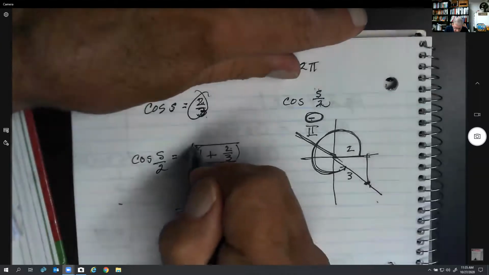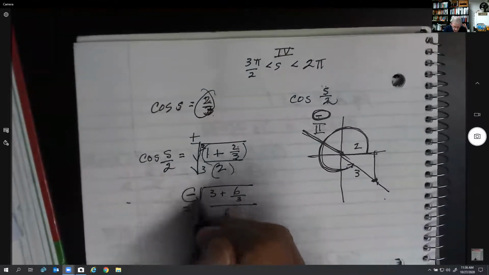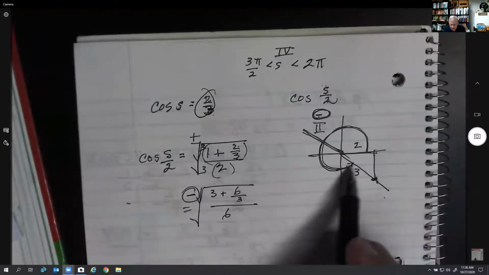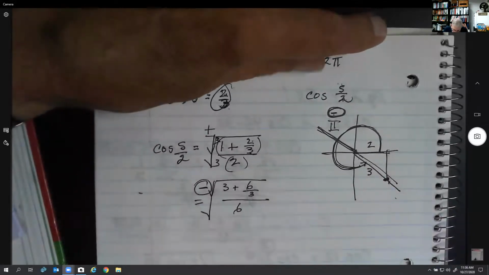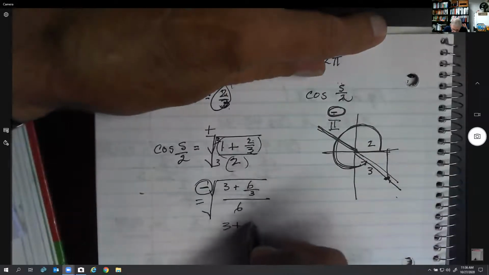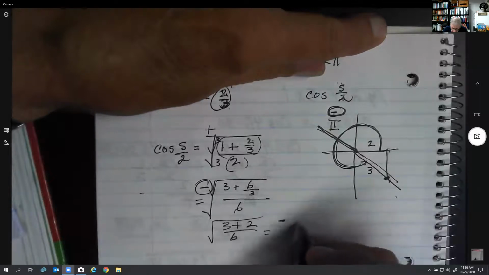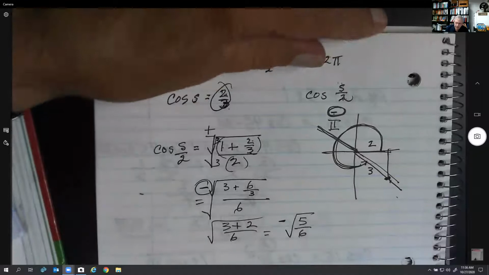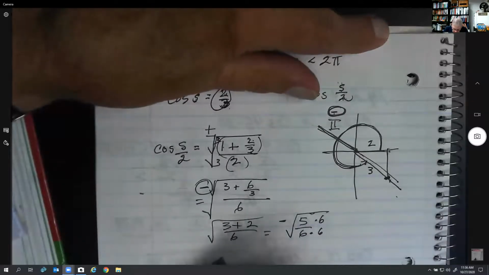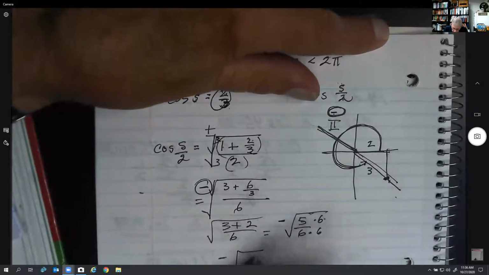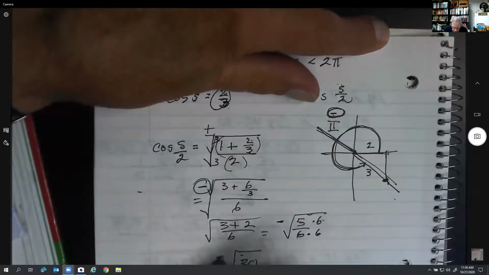Remember that when we take a square root, this is going to be plus or minus. But we already determined that we want a negative value. That's what we were figuring out over here: we were in the 4th quadrant, half of that would probably be in the 2nd. So we got 3 plus 2 over 6, square root of that. So this looks like the negative square root of 5 over 6. And then they probably rationalize this, multiplying by 6 on the top and 6 on the bottom. So they ended up with negative square root of 30 over the whole number 36. Square root of 36 is 6. So that's where they ended up with it.